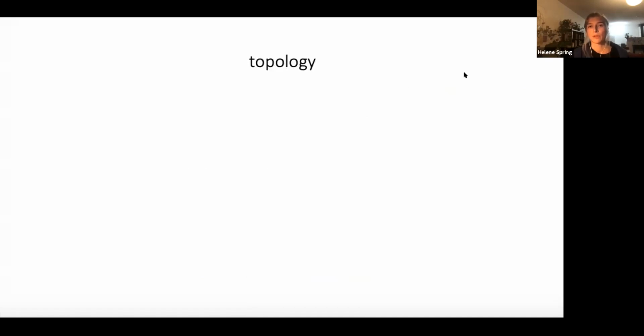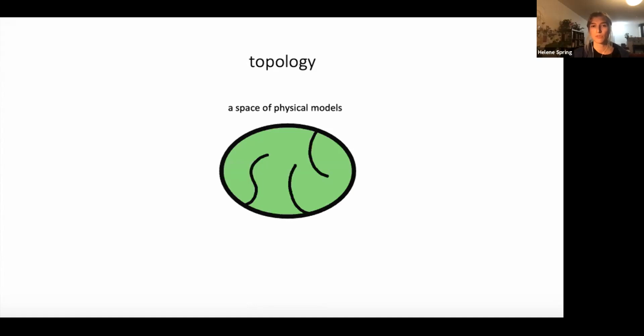So let me first explain what I mean by topology. Let's start by schematically visualizing a space of Hamiltonians, describing various condensed matter systems represented here by this colorful blob. Each point of this blob represents an instance of a model. In this green region, all of the models are insulators. What we can do here is adiabatically transition between different insulating systems by tweaking parameters of the model.